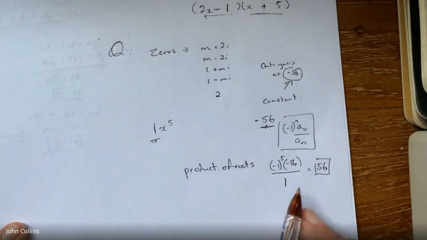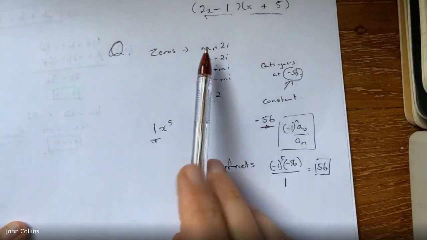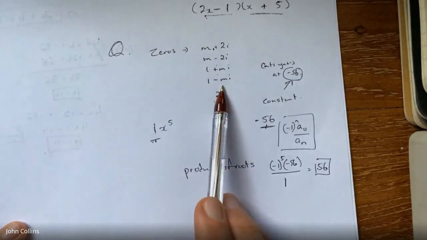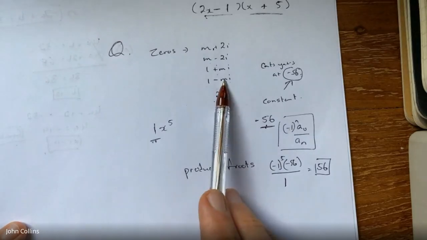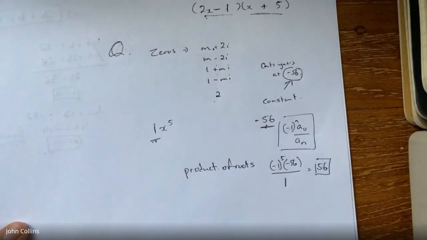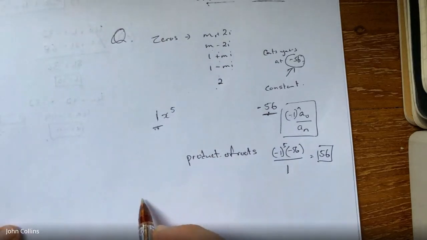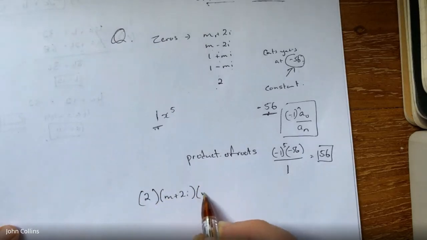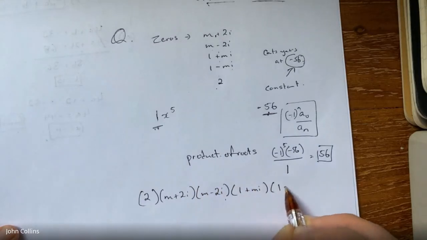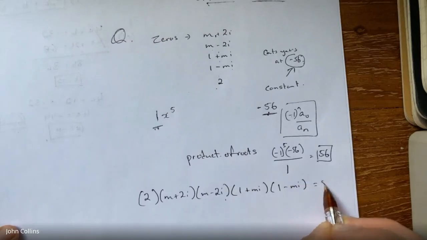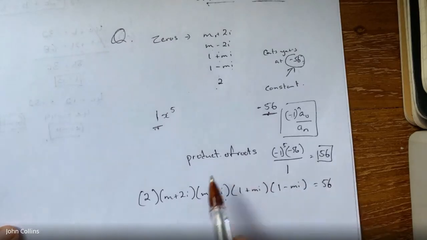What does that tell me? That tells me if I multiply all these zeros together, I'm going to get 56. And when I do multiply that, the only variable is m. i is not a variable. i is a known number. So the only variable is m. So I should get an equation in just m. So let's do that. 2, multiply by m plus 2i, multiply by m minus 2i, multiply by 1 plus mi, multiply by 1 minus mi. This is the product of the roots, and I know that now equals 56 based on the initial work I did.